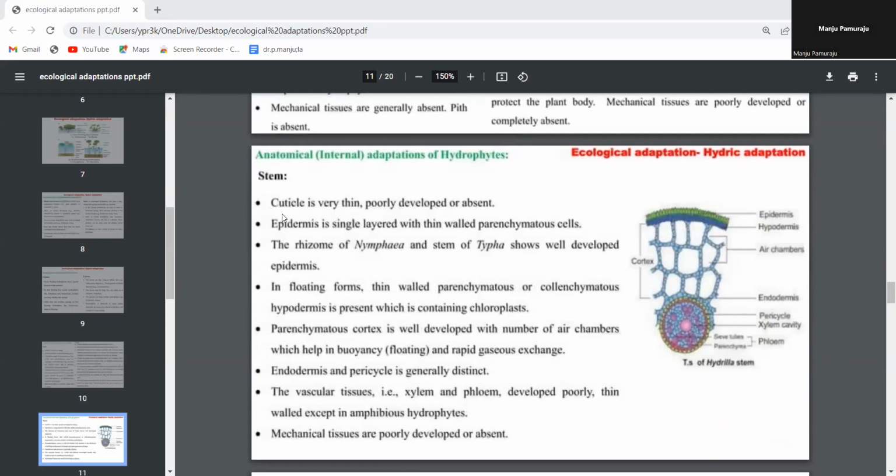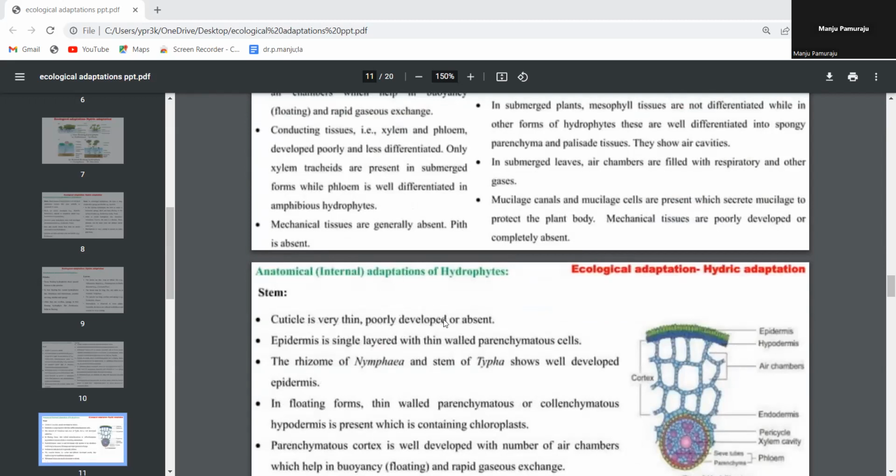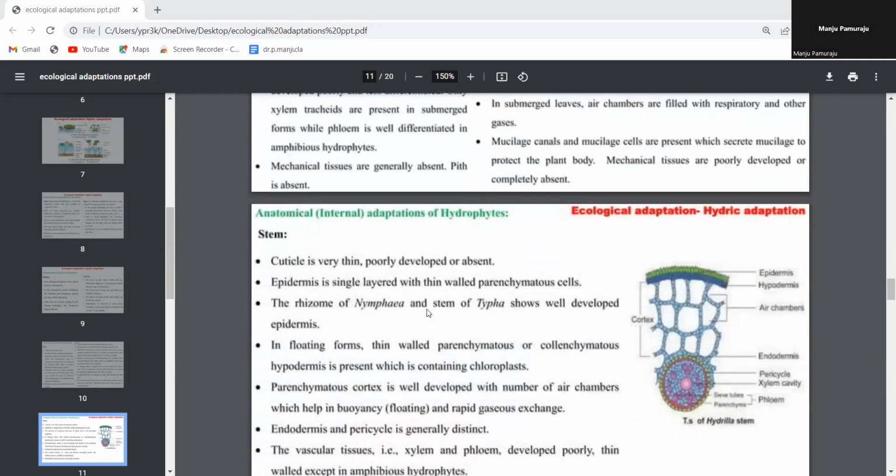Next, stem anatomy. Here also the cuticle is thin. In all anatomical features of hydrophytes, the cuticle is poorly developed in leaves, stem, and also in the roots. The epidermis is single layered with thin-walled parenchymatous cells, and the rhizome of Nymphaea and stem of Typha show a well-developed epidermis. In floating forms, a thin-walled parenchymatous or collenchymatous hypodermis containing chloroplasts is present, so the epidermis is green in color due to chlorophyll. These are the air chambers.